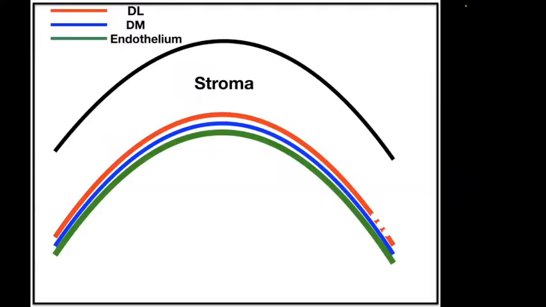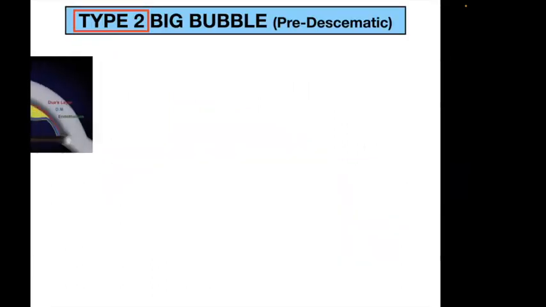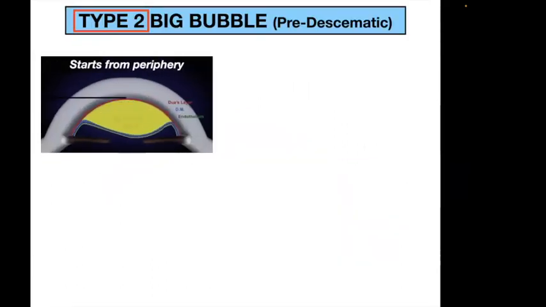Why? Because there are some fenestrations in Dua layer. So when you inject air in the stroma, air will escape from these fenestrations between the Dua layer and Descemet membrane and will form type 2 big bubble, as you see. So again, it usually starts from periphery to the center.